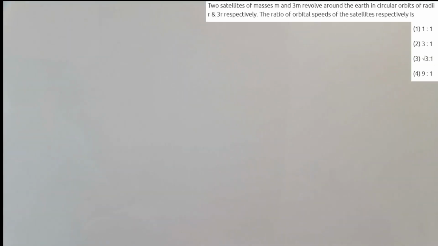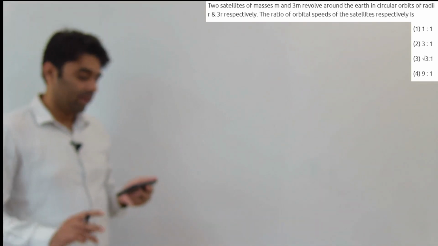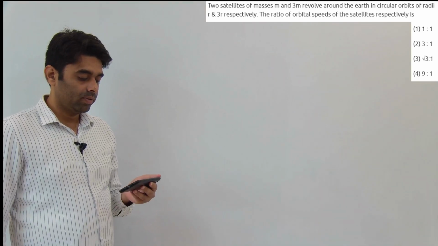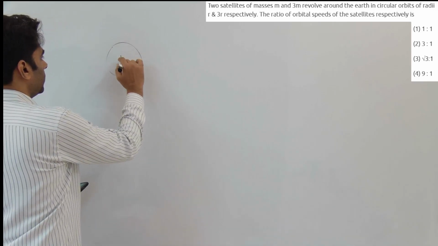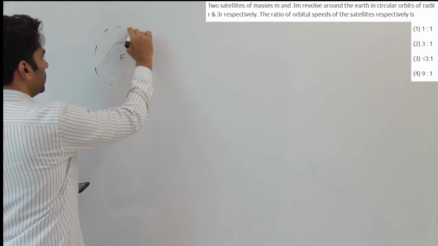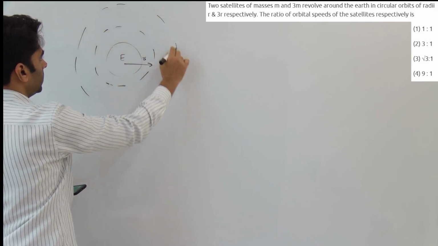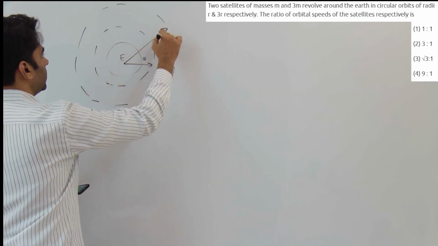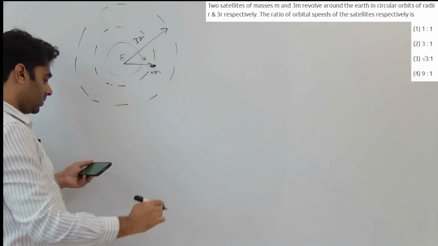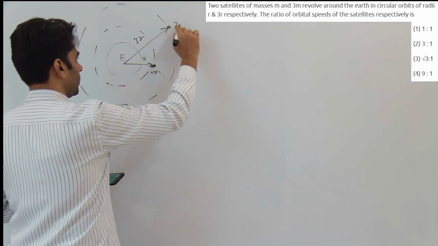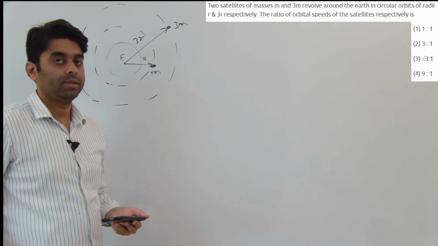So our next question says, two satellites of masses m and 3m revolve around the earth in circular orbits of radii r and 3r. Fine. Earth, two satellites, circular orbits r and 3r. This is what is given to us. Two satellites, mass is given to us m and 3m. They are asking us the ratio of orbital speed of satellites.